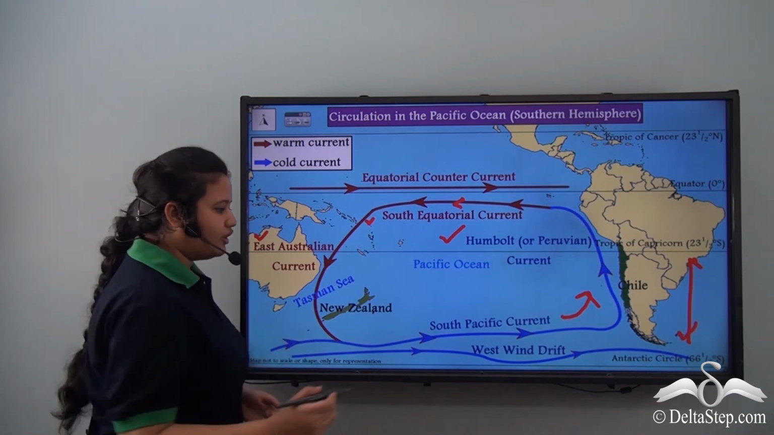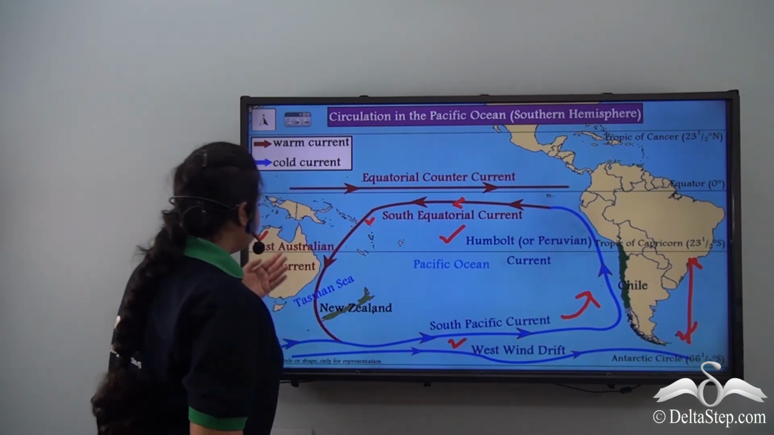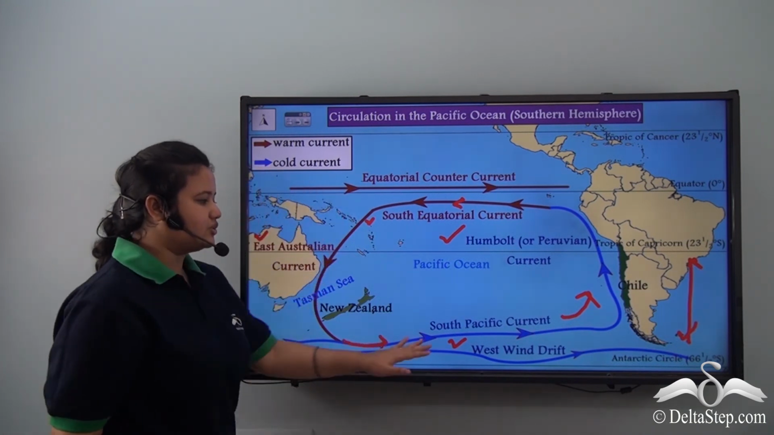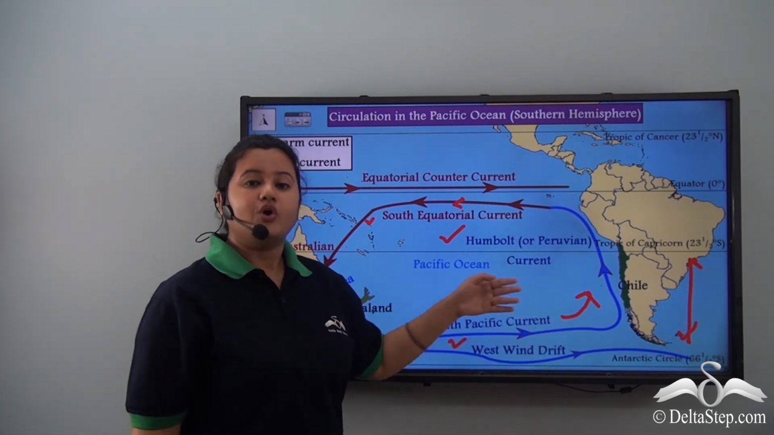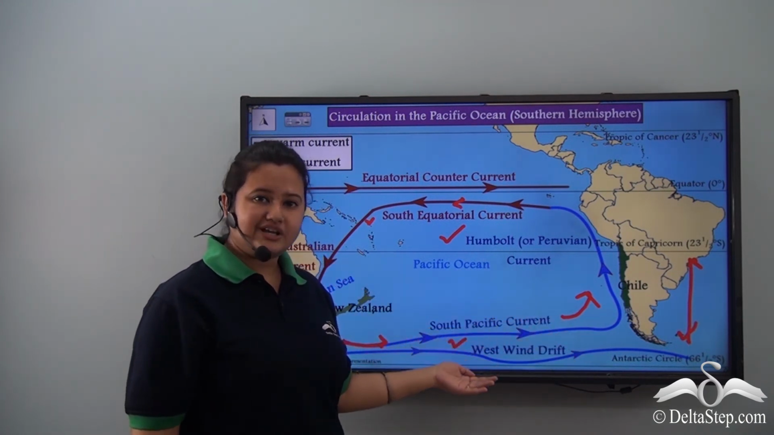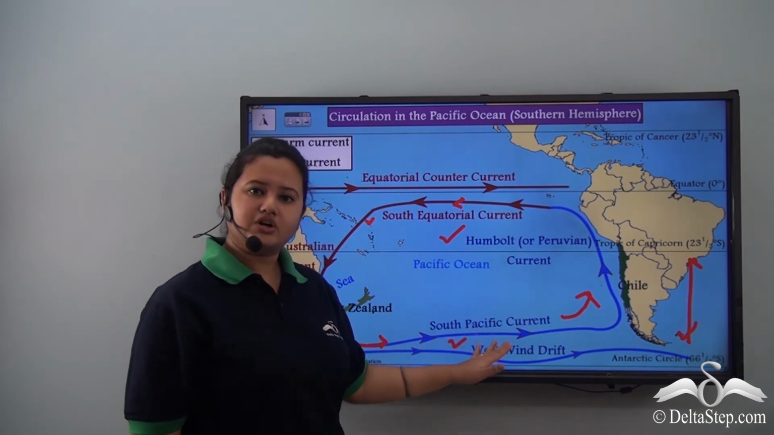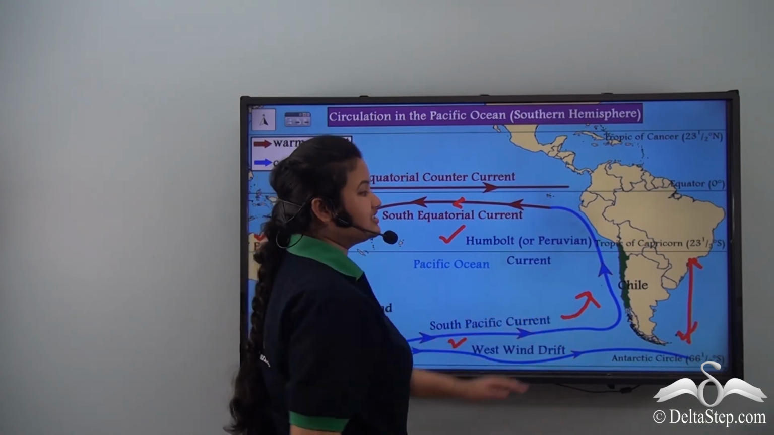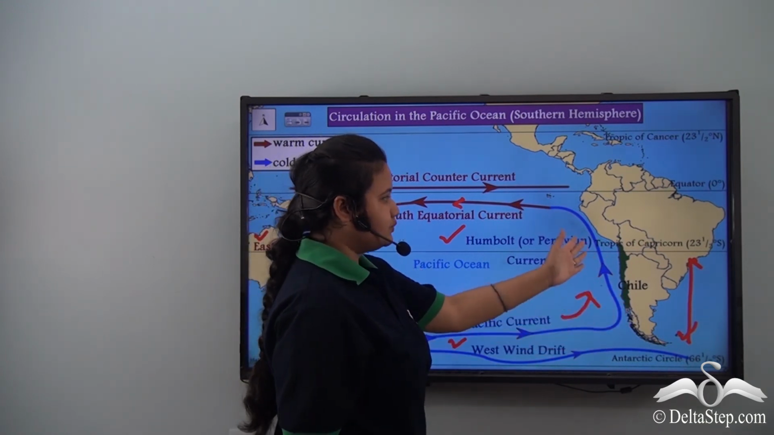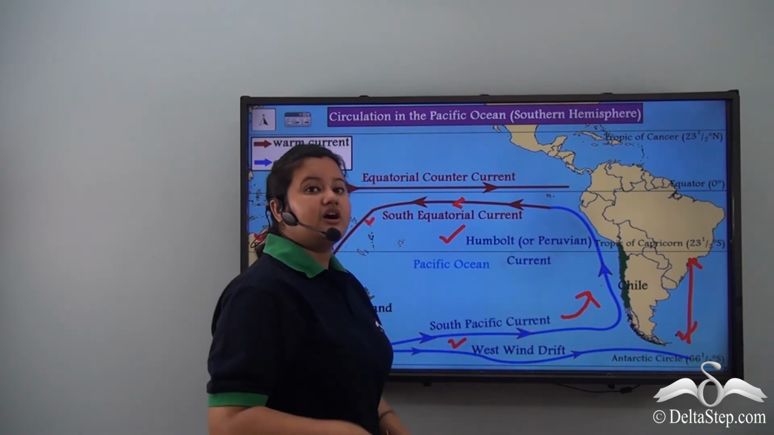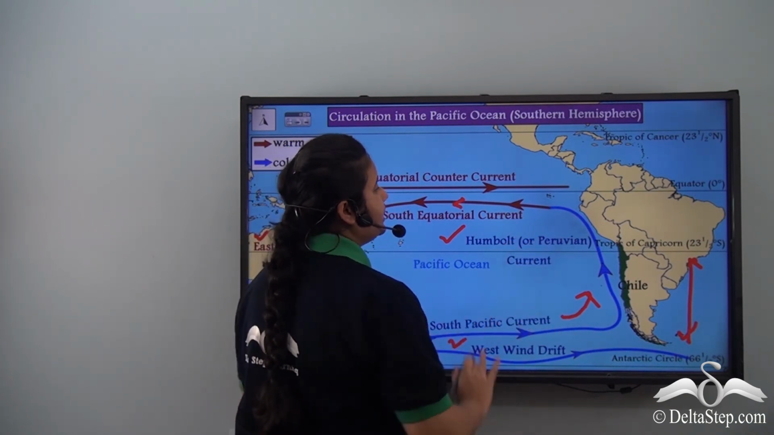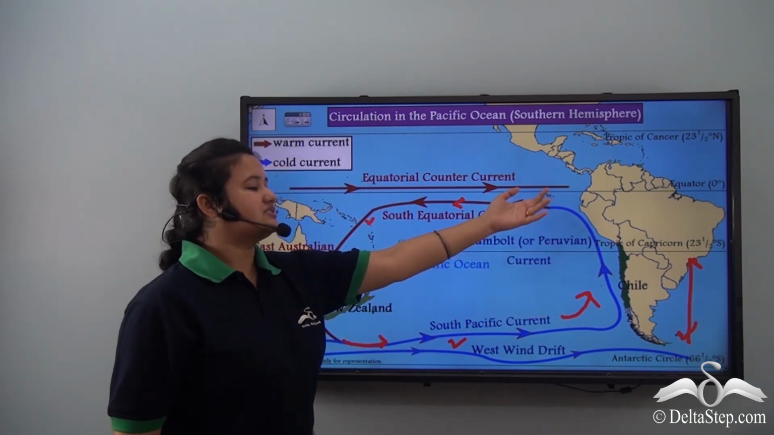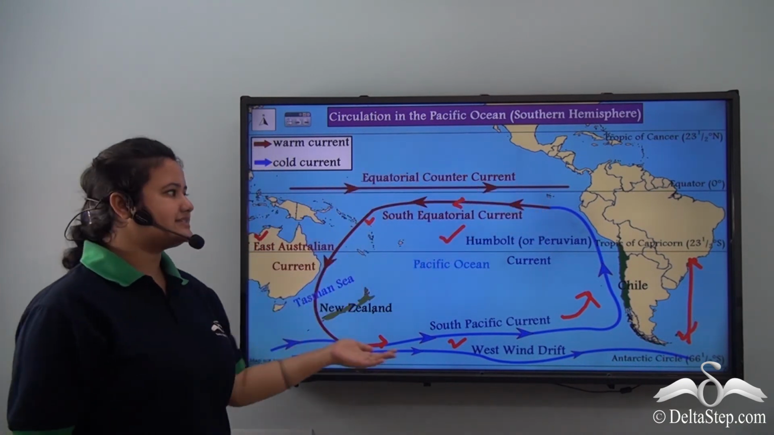Under the influence of west wind drift, the East Australian current flows this way, and here it is known as the South Pacific current, which is a cold current because it originates from the west wind drift, which is a cold current. Now here, under the influence of westerlies, when it reaches Chile, it turns this way and it gives birth to the final cold current, which is called the Humboldt current or Peruvian current. Peruvian current again connects with the South Equatorial current, and the cycle gets completed.